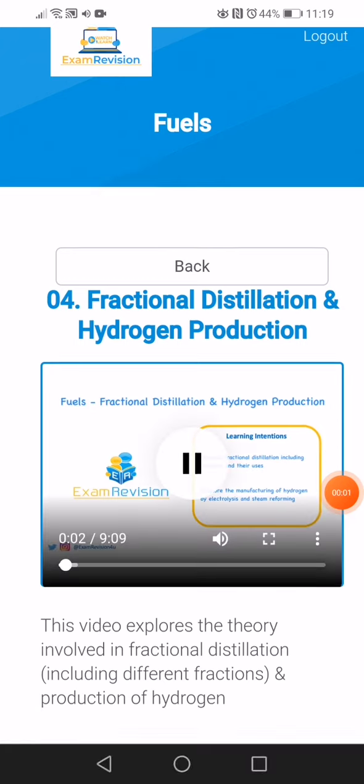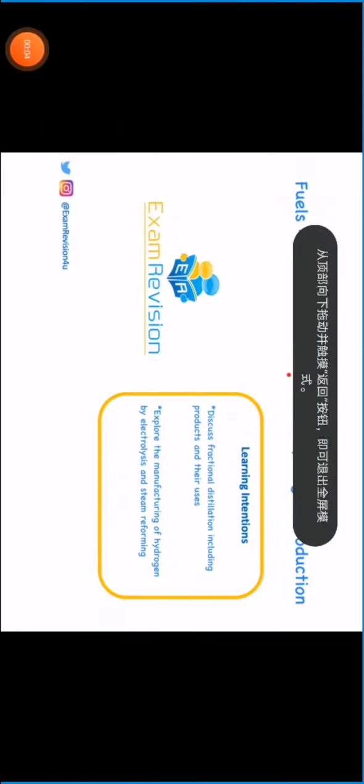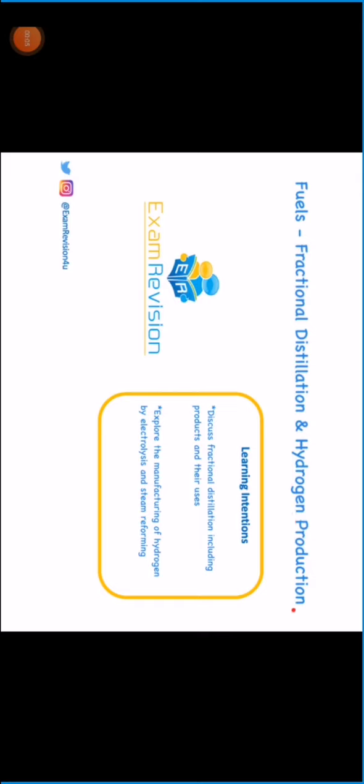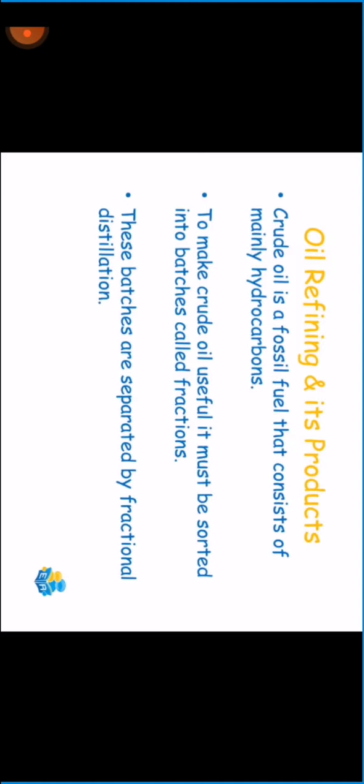In this video we're going to look at fuels, and we're specifically going to look at fractional distillation and hydrogen production. So our learning intentions are to discuss fractional distillation, including its products and uses, and to explore the manufacturing of hydrogen by electrolysis and steam reforming.